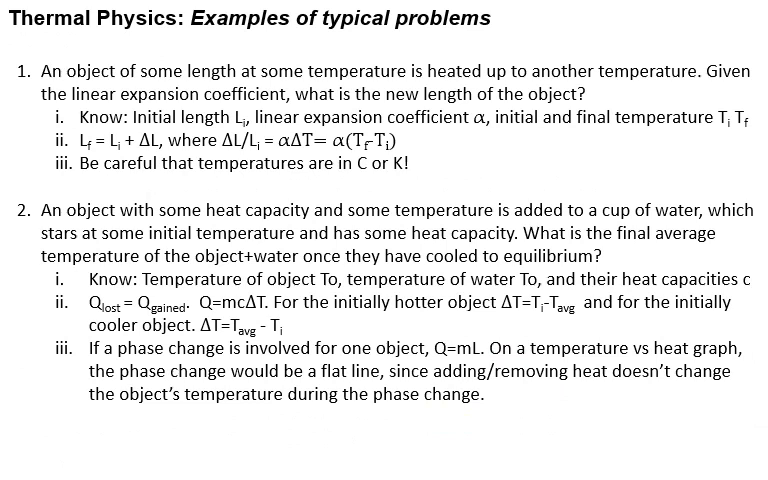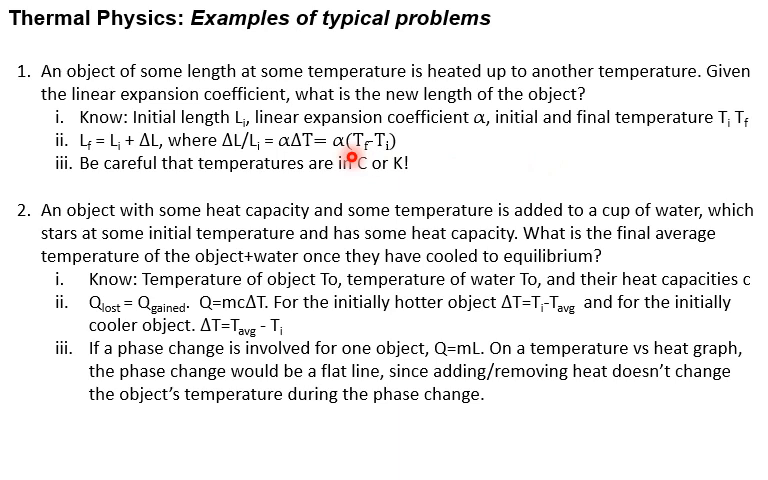What are some examples of some thermal physics problems? So let's say we have an object and it has some length. It's initially at some temperature. It's heated to another temperature. Let's say that we're given the linear expansion coefficient and we just want to know what's the new length of the object. So your initial length is given in this example, your linear expansion coefficient is given, and your initial and final temperatures are given.